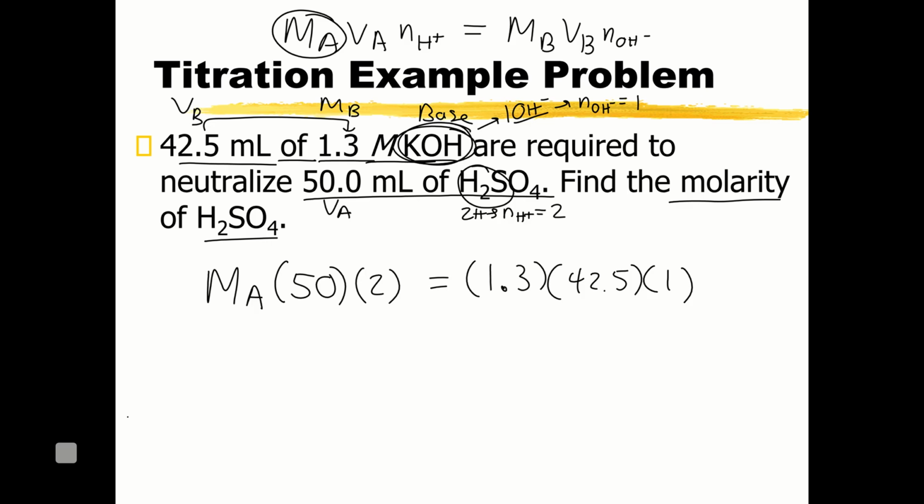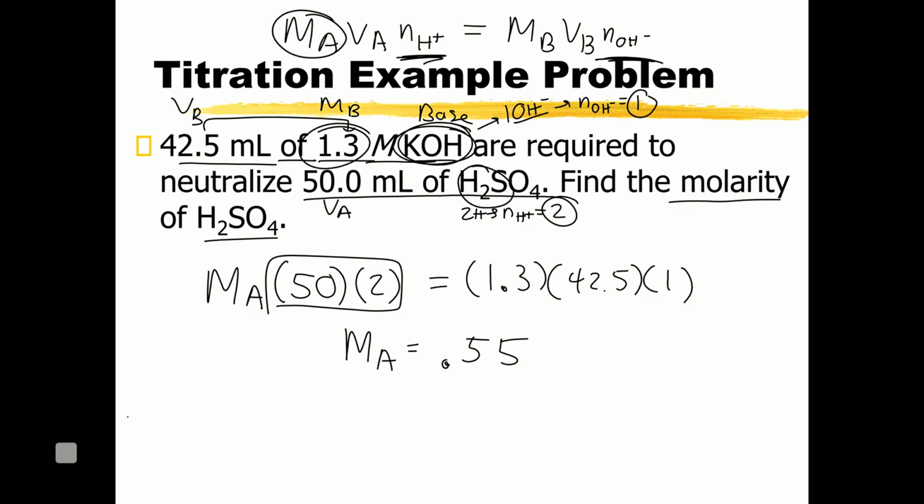So 1.3 times 42.5 times 1 is 55.25. I'm going to then divide that by 100, 50 times 2. My molarity should come out to 0.55, 2 sig figs because of the 1.3. I never use the factors, I don't use the number that I'm using for the N. So 0.55 molar would be the molarity of the acid.